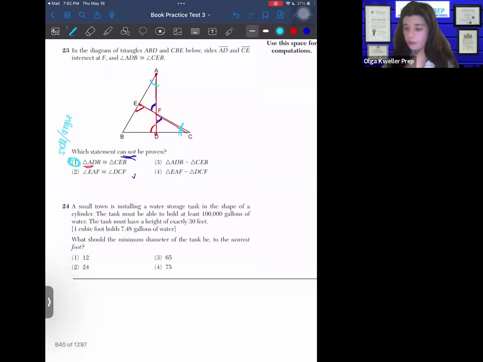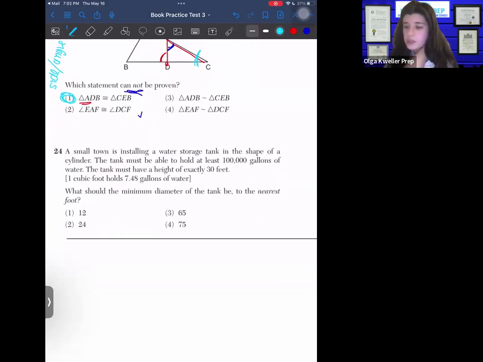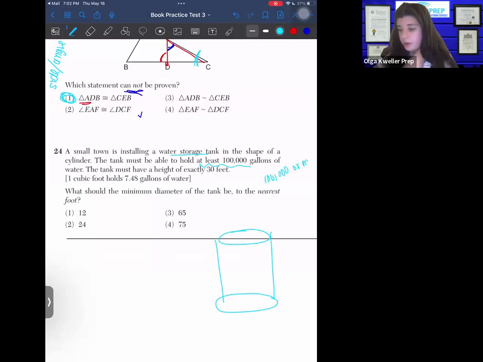Okay, and finishing off with the last one, we have a small town installing a water storage tank in the shape of a cylinder. Here's my cylinder. It must be able to hold at least 100,000, right? So that means 100,000 or more. That's what at least means. Next, they tell us it must be exactly 30 feet. So the height must be 30 feet.